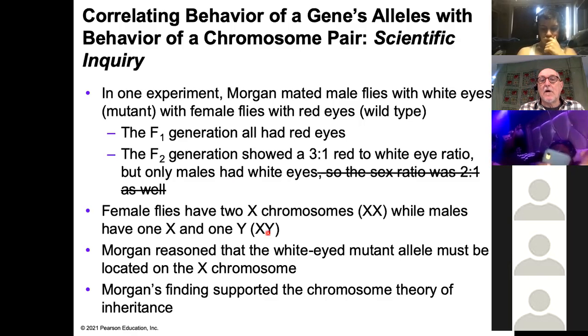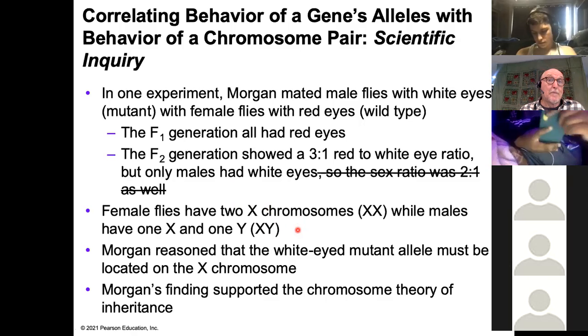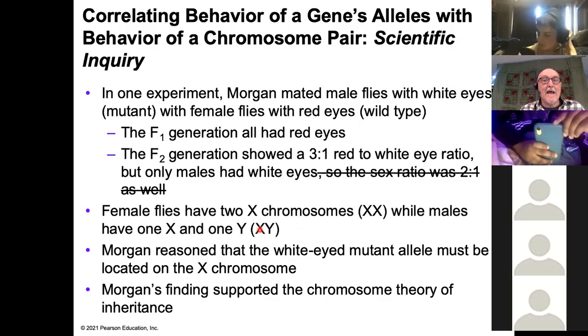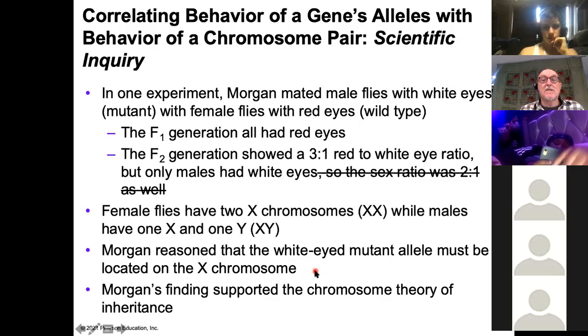He knew that the females have 2 X chromosomes and that males have 1 X and 1 Y. That had been observed under the microscope. That males, their chromosome karyotype looked different. They had one pair where they had an X chromosome and a Y chromosome. Females had 2 X. He reasoned that this character must be carried on the X chromosome. The white eye allele must be carried on the X chromosome.